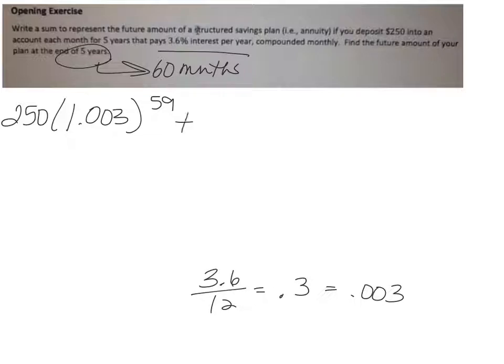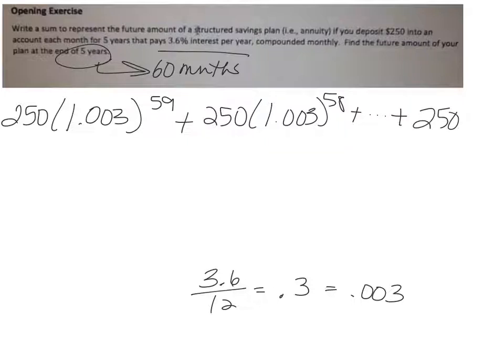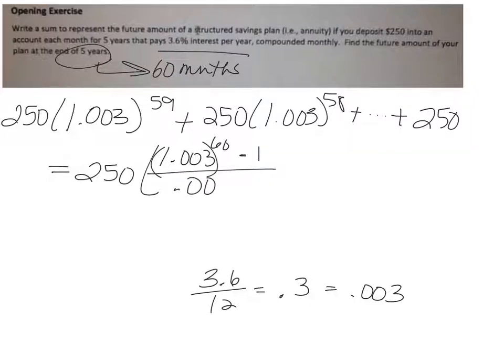Cool. So we would do this how many times? Many, many, many times. Just giving you an idea. Plus dot dot dot plus 250. Okay, that's our sequence of numbers. Yeah, we're not going to calculate that. So we simplify it using the equation that we developed last lesson, raised to the 60 minus 1 over 0.003. Okay, so this right here is the equation that we developed last lesson.